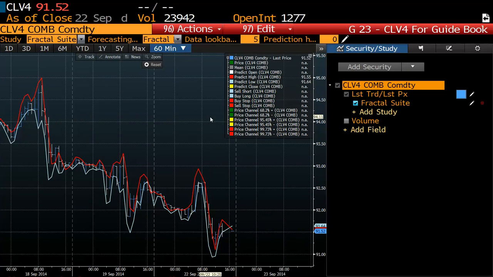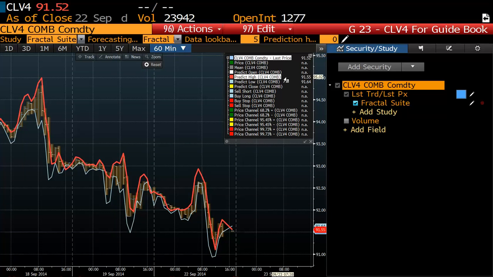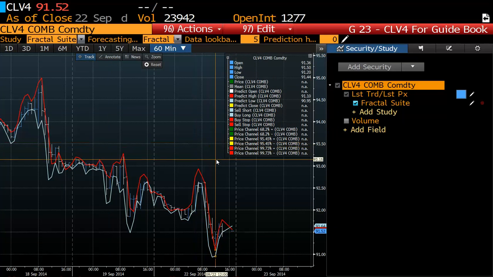Now, when you have the legend activated on the chart, you will be able to see these specific numbers that are being forecasted. So in this case, the predicted high is 91.55 and the predicted low is 91.64. This is probably a bad example because we only have one price point on this chart at this immediate moment in time, but we can also look at some of the previous bars and see the numbers which are more accurate, more sensible. We have the predicted high here, you see, is at 91.78 and the predicted low at 91.49.